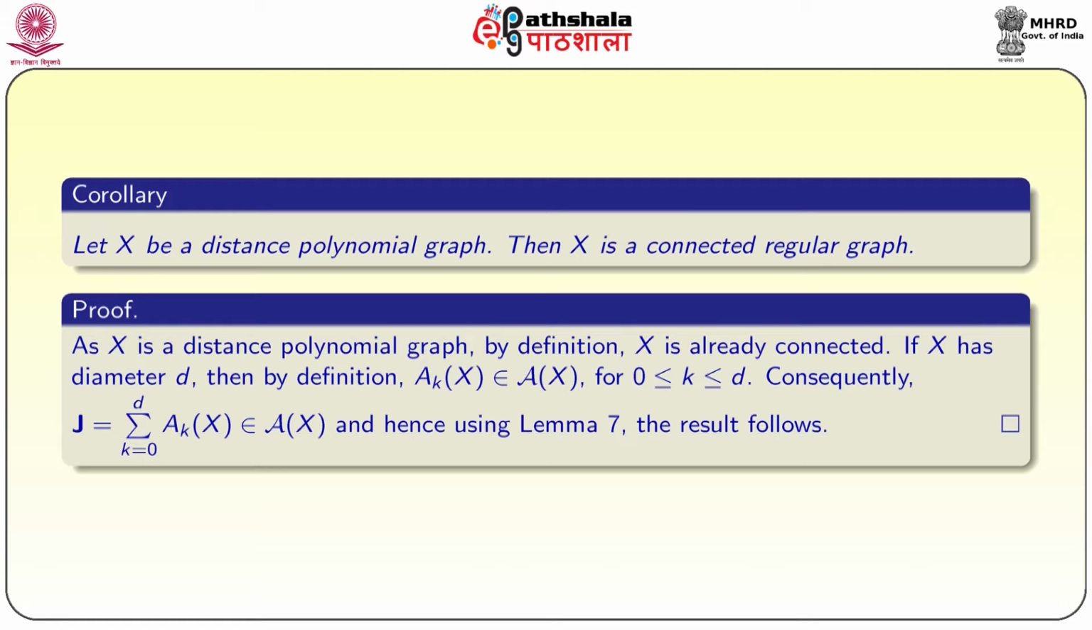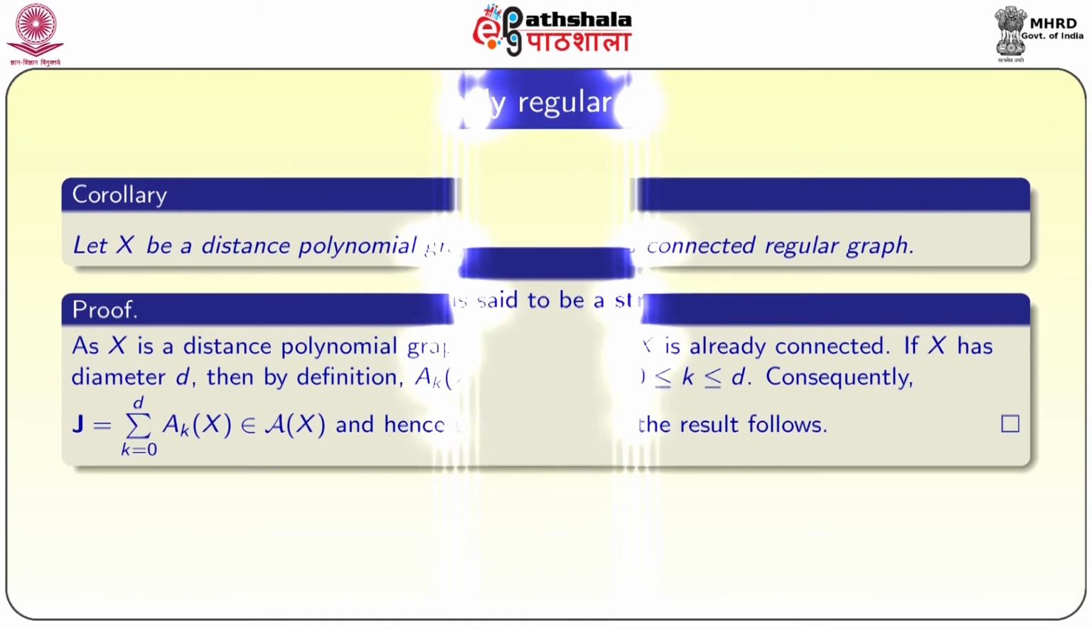X has a diameter d, then by the definition of a distance polynomial graph, the kth distance matrix belongs to the adjacency algebra, or A k is a polynomial in A. Consequently, J is equal to the summation of all these distance matrices, which belongs to the adjacency algebra of X. So, J is in the adjacency algebra of X. So, we have that X is connected and regular. So, every distance polynomial graph is connected and regular, but the converse is not true. It is nice to find an example.